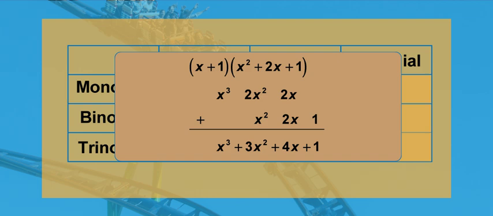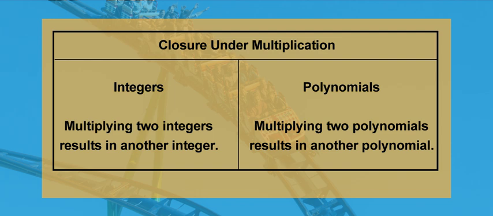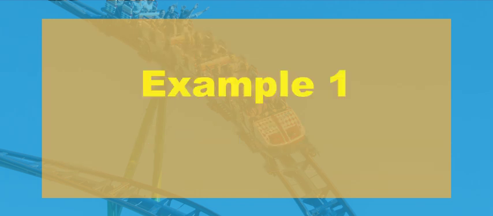As with integers, polynomials are closed under multiplication. The product of two integers is another integer. The product of two polynomials is another polynomial. Now let's look at some examples of multiplying polynomials.